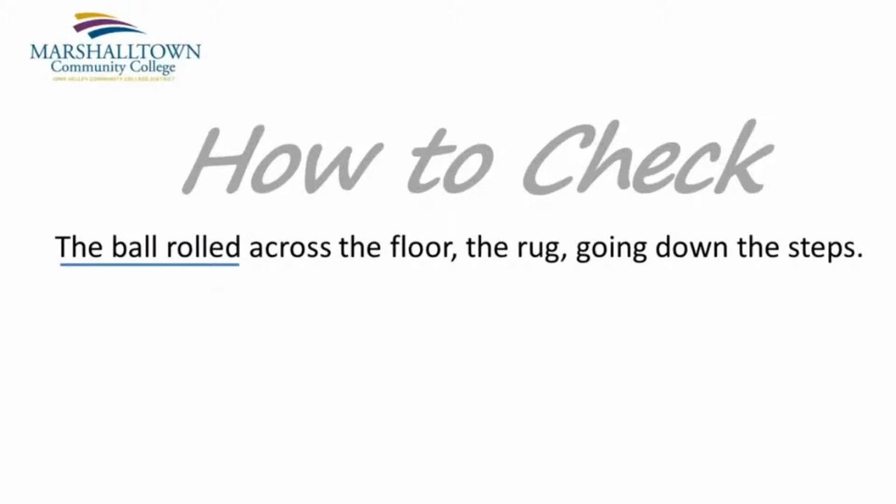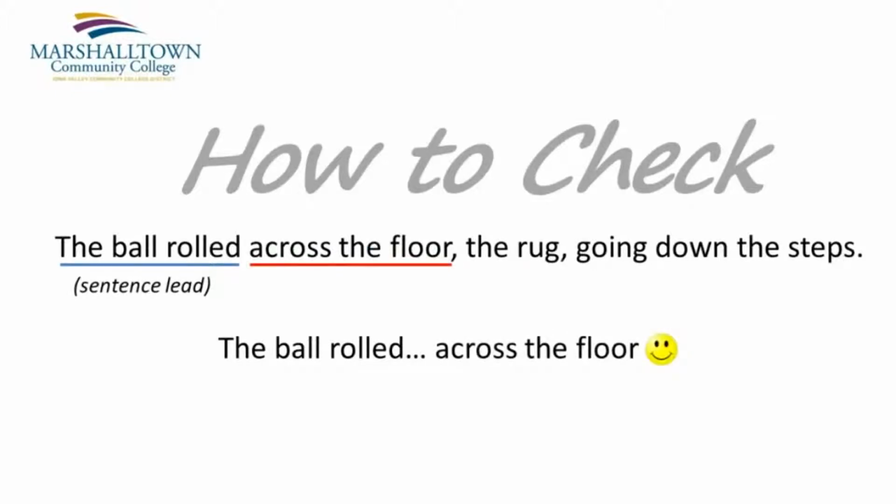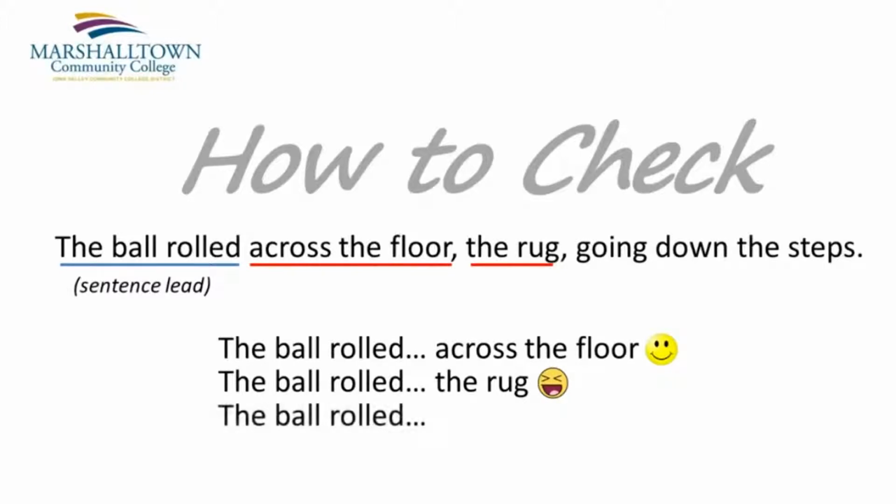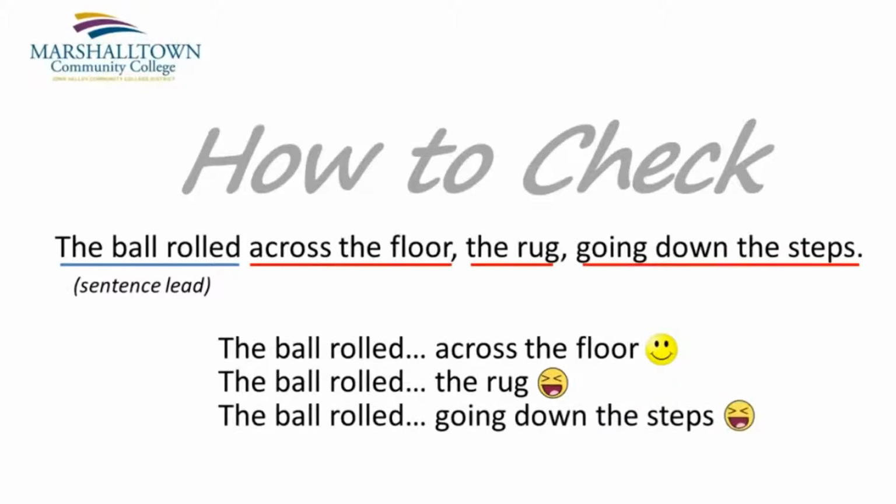Now place the sentence lead in front of each item and read the combined phrases together, like this. The ball rolled across the floor. The ball rolled the rug. The ball rolled going down the steps. Do some of these phrases sound awkward to you? If this had been a parallel sentence, each of these phrases would have sounded much like a complete sentence. Because they don't, this tells us that some of the items may need to be changed.